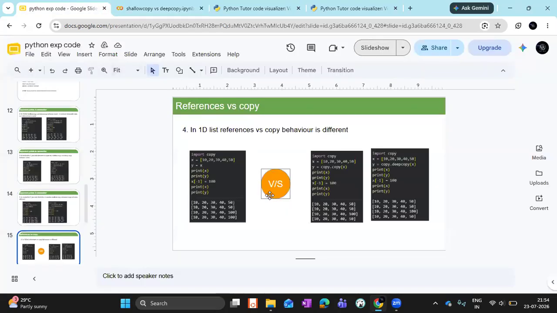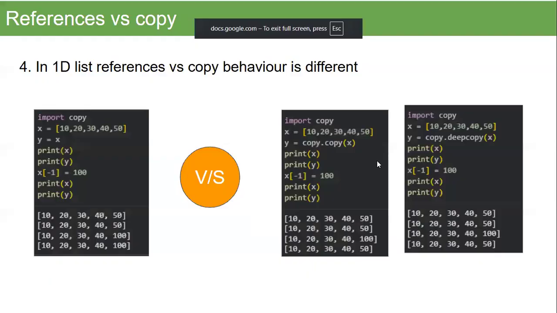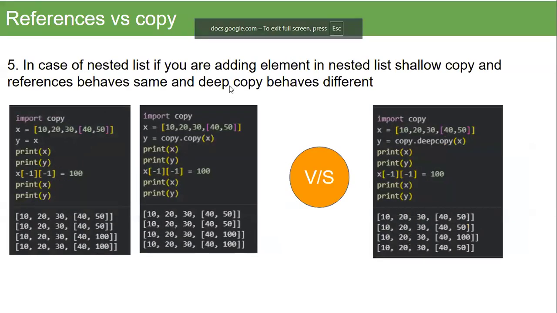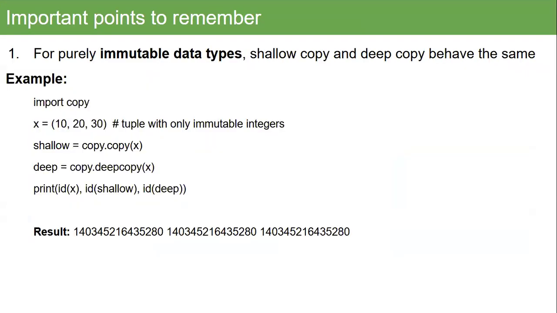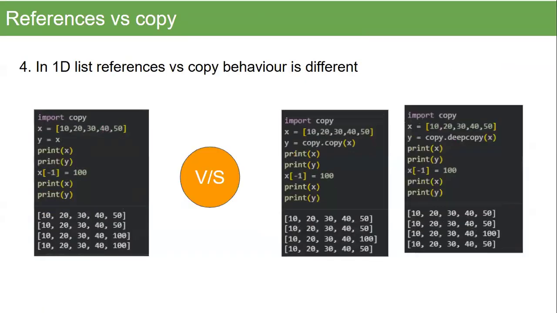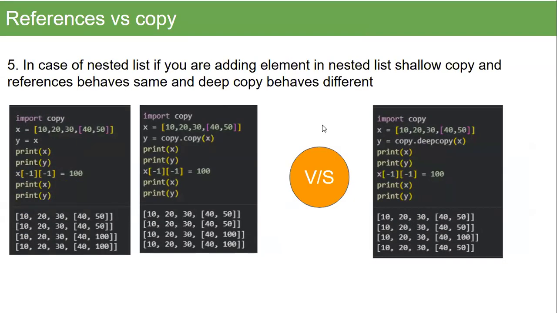Now I will show some PPT here. You can see, in the case of a nested list, if you are adding an element in the nested list, shallow copy and references behave the same, and deep copy behaves differently, because in deep copy the address is different in all cases. This is shallow copy and deep copy. If you remember these 5 points, you won't get any confusion. You can search anywhere on the internet. They will ask the same interview questions, but they may interchange them up and down.